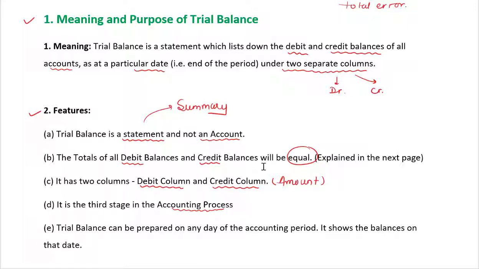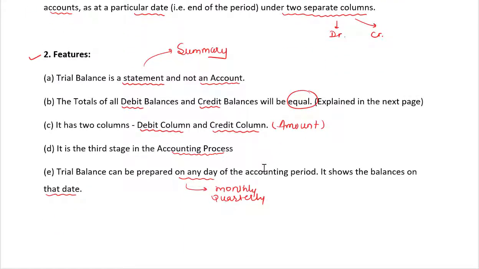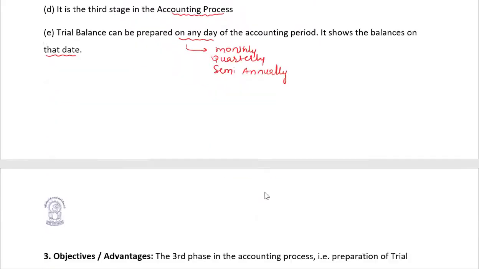Trial balance can be prepared on any day. It shows the balances on that day. It is possible that you can prepare trial balance monthly. You can prepare it quarterly. You can prepare it semi-annually and so on. But generally, we prepare trial balance whenever we require or at the year end to save the time. Let's continue.